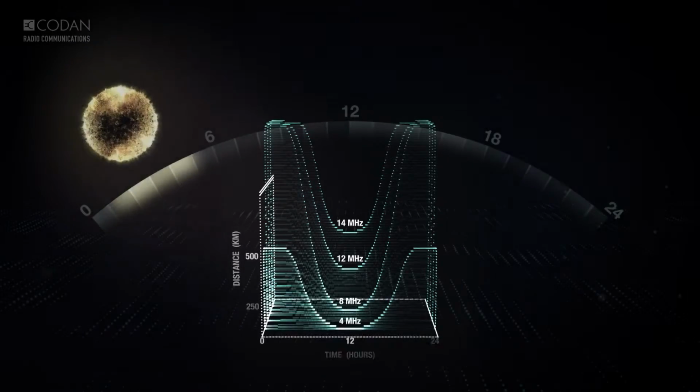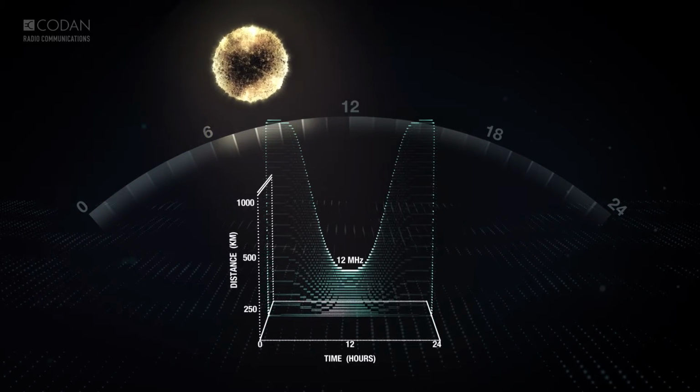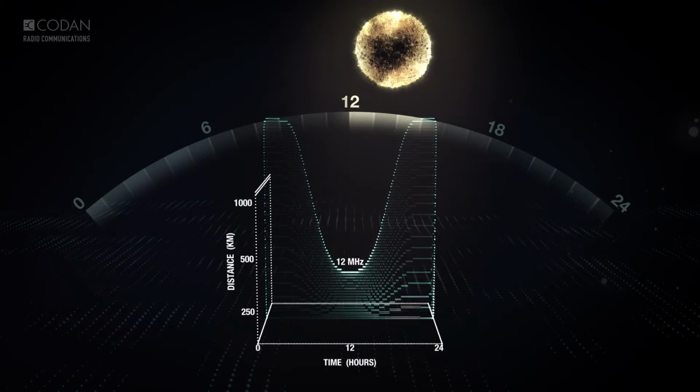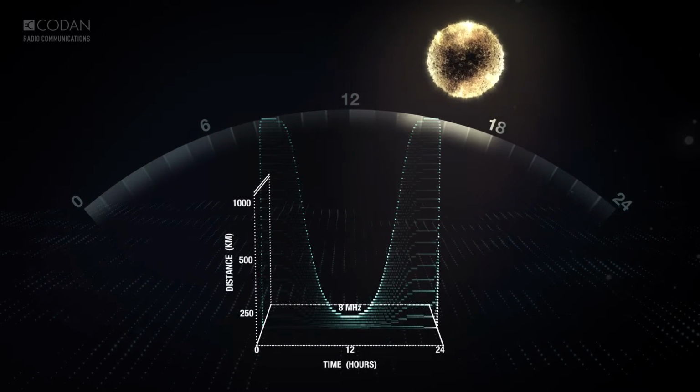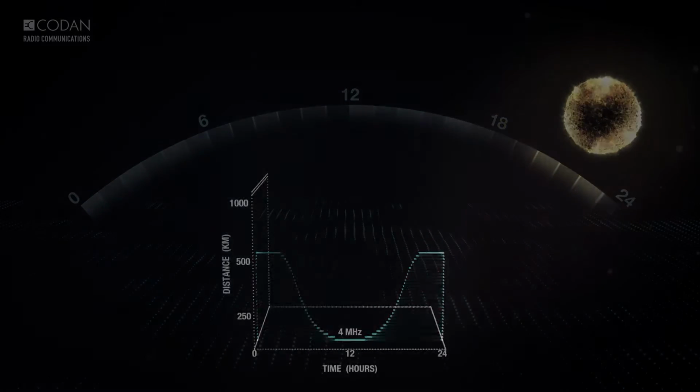A basic rule for HF radio signals is to use higher frequency radio waves during the day, as higher frequency waves will travel further using the ionosphere. The higher the sun, the higher the frequency required. The higher the frequency, the longer the distance the HF radio waves will travel.